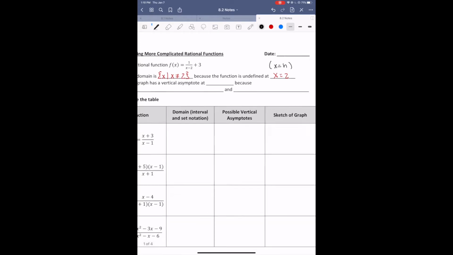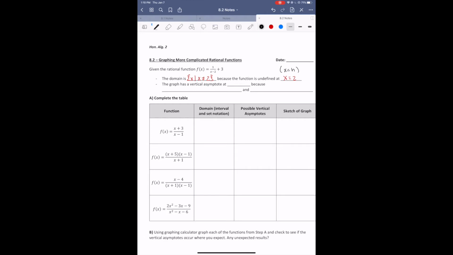Okay, now based on the graph of this function, we also know that it has a vertical asymptote at x equals 2. All right, our vertical asymptote comes from the domain value. It is the same. It has that same relationship. And we know this because of the end behavior.